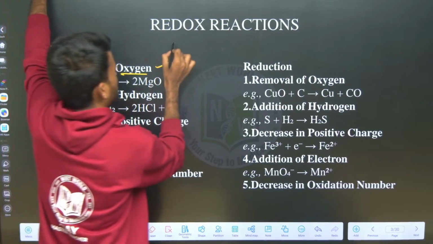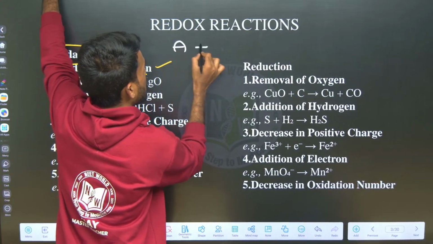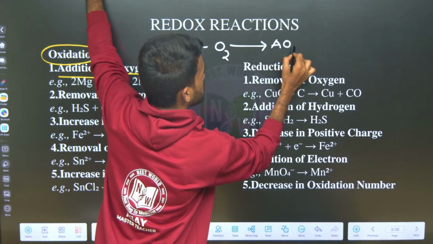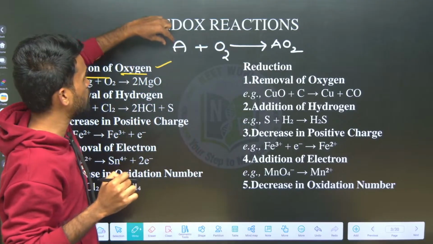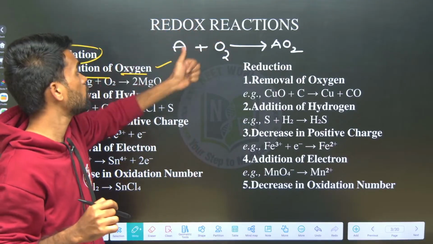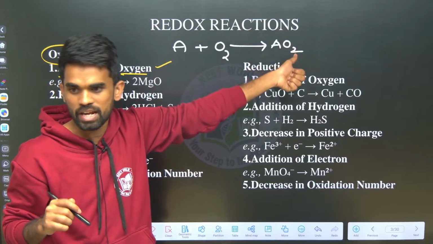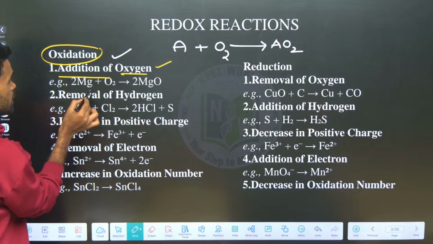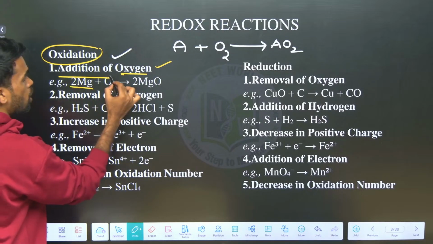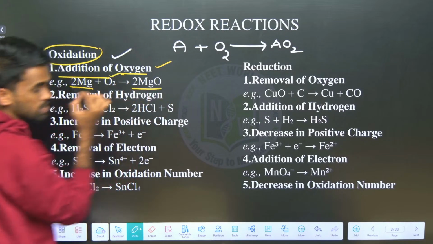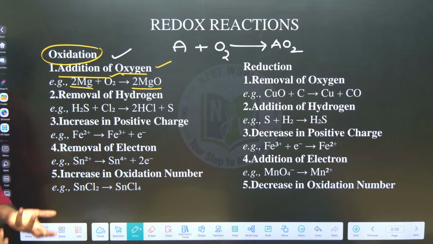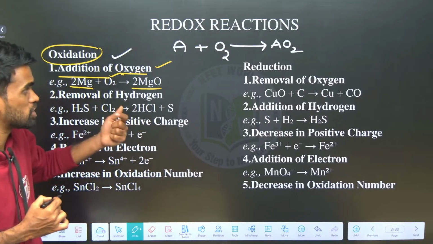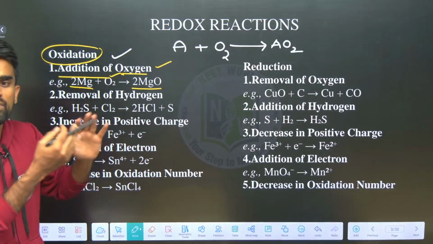For example, I have element A. To this element A, I am adding oxygen so that it is becoming AO2, something like this. So to the element A we added oxygen. So now element A is undergoing oxidation. Addition of oxygen is what? Oxidation. Here you can look, magnesium, to this oxygen is added, it is becoming magnesium oxide. So what is this process? Oxidation.